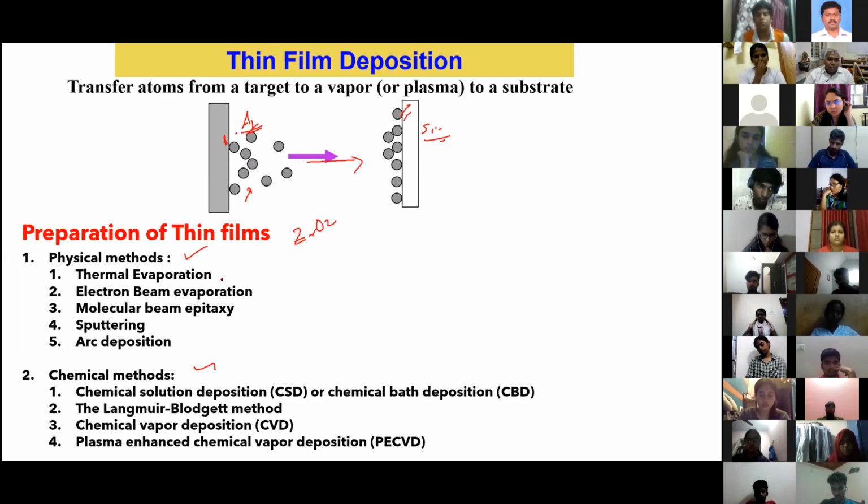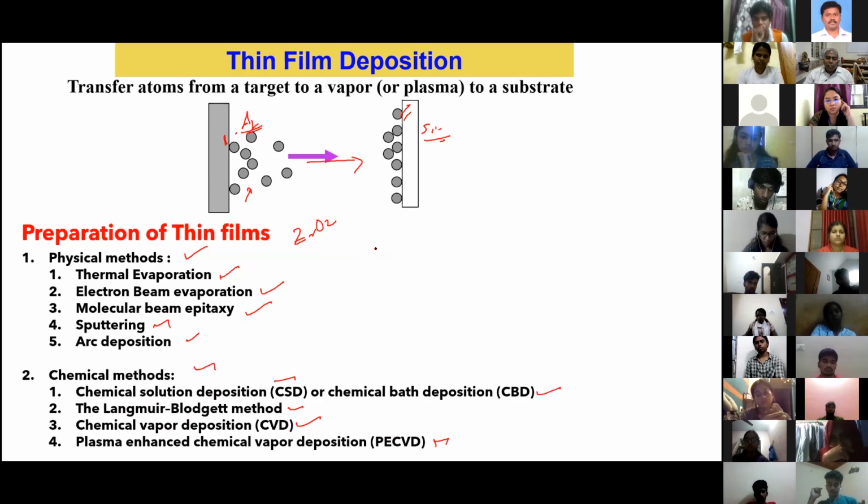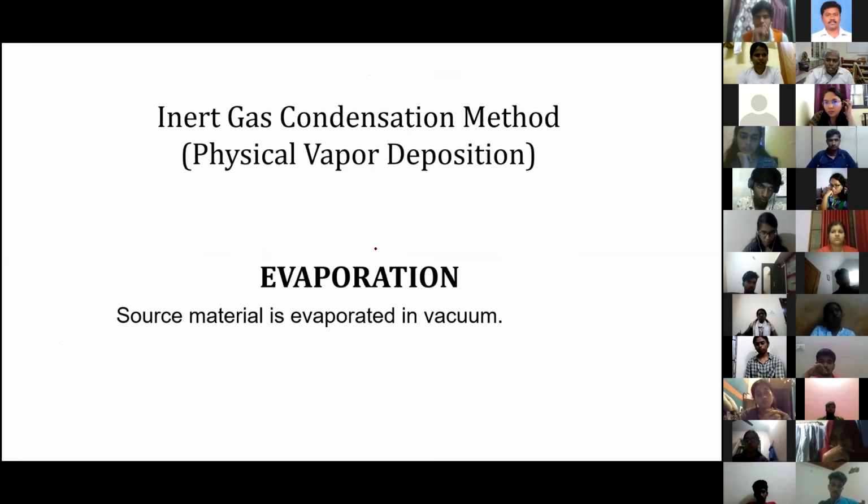Under physical methods, you have thermal evaporation, electron beam evaporation, molecular beam epitaxy, sputtering, or deposition. They have their own methodology. In chemical methods, you have chemical solution deposition or chemical bath deposition, the Langmuir-Blodgett technique, CVD (chemical vapor deposition), or plasma enhanced CVD, and many more techniques. I'm listing a few here.